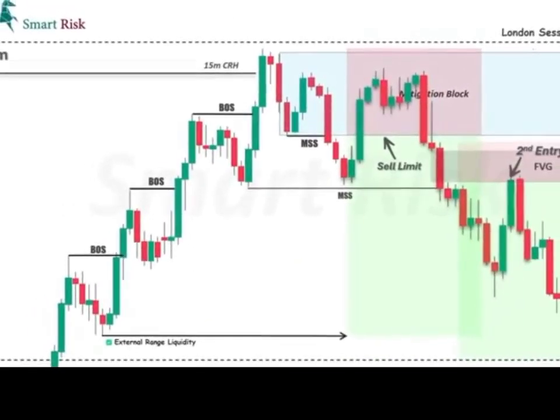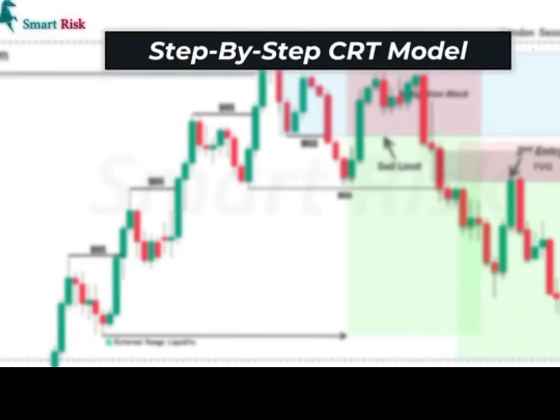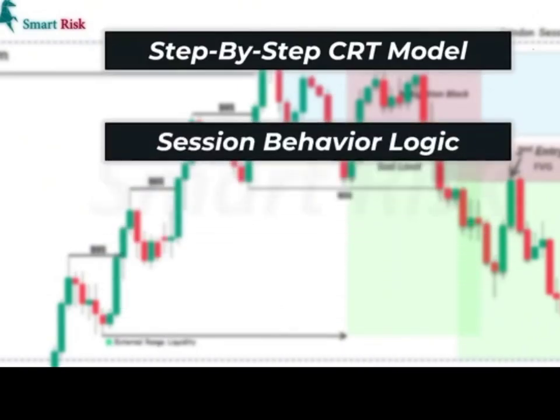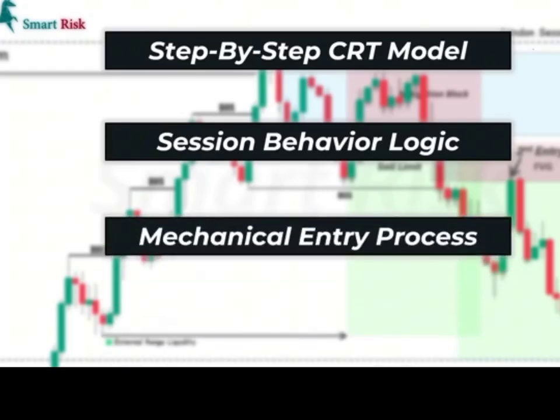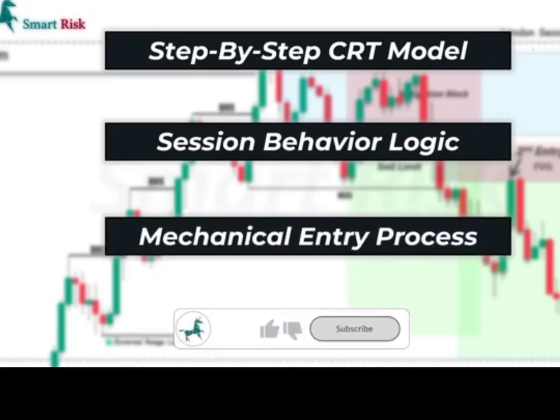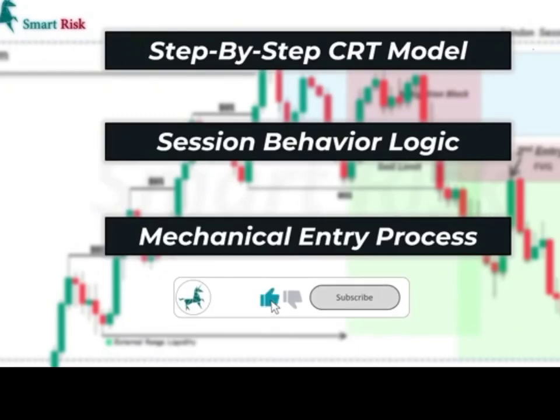I'll break down my personal CRT model step by step, combining it with session behavior and manipulation logic to give you a clear, mechanical way to find high-probability setups. So make sure you watch this video until the end, because once you understand this, you'll never look at candles the same way again. Let's get in.